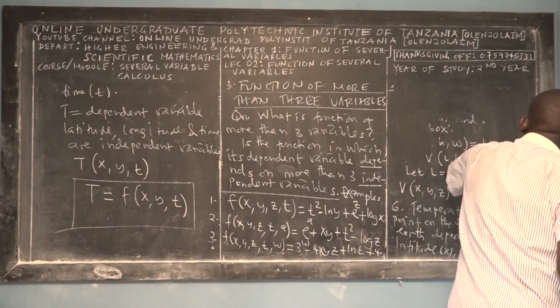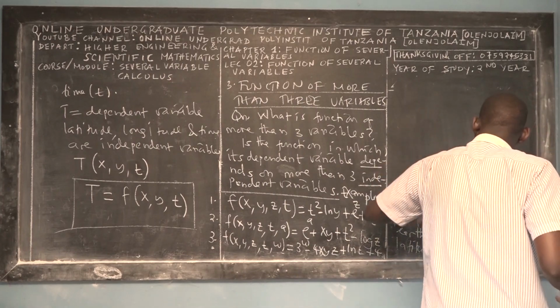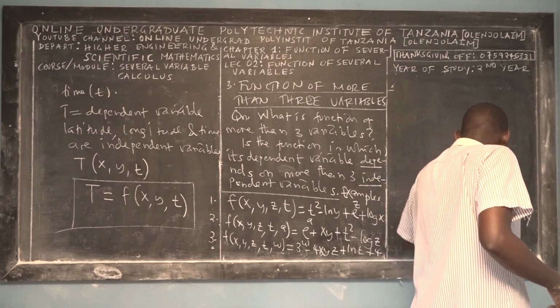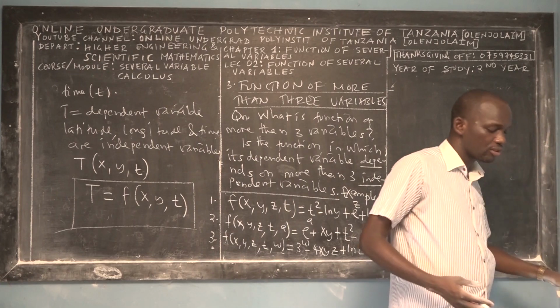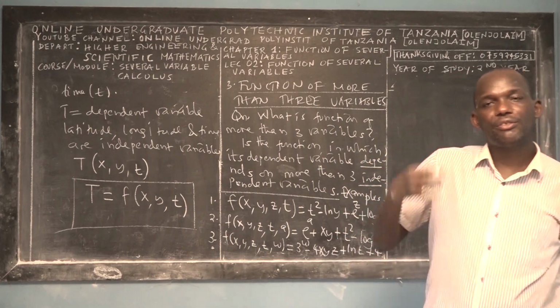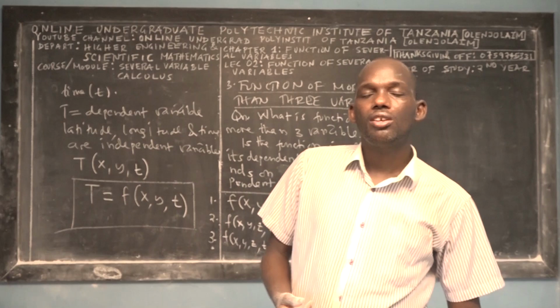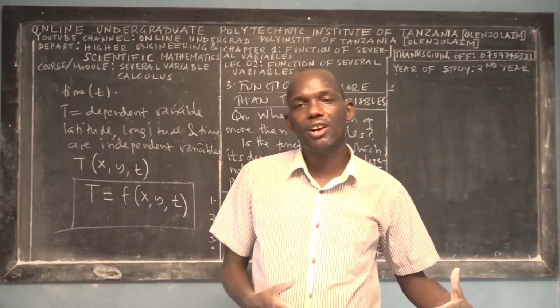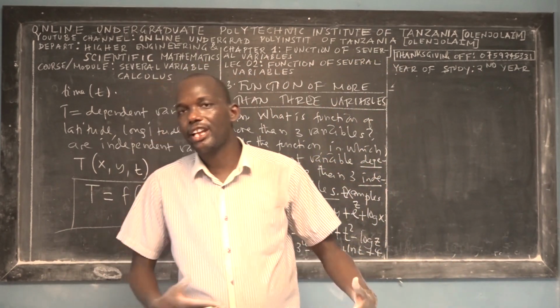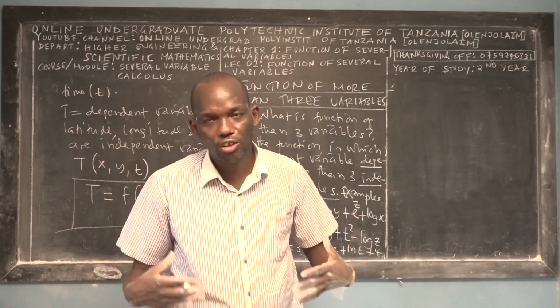We call them functions of multivariable. So from functions of two variables, functions of three variables, to functions of more than three variables, all of these three classes of functions are called multivariable functions or functions of multivariable.